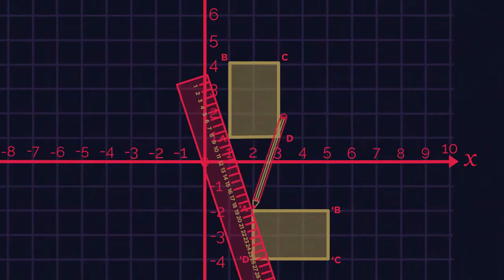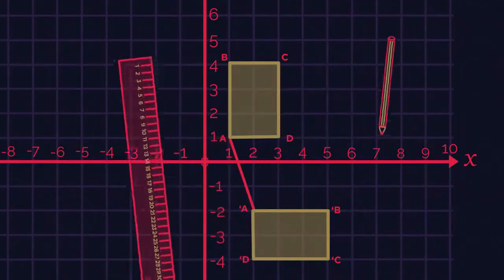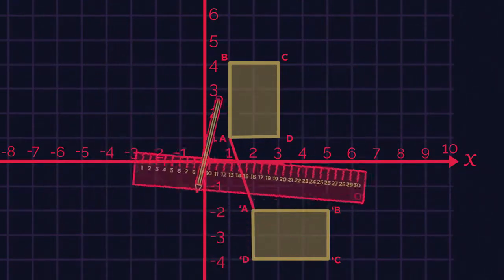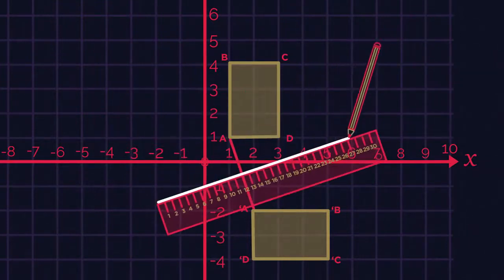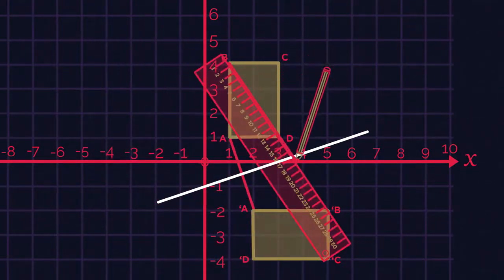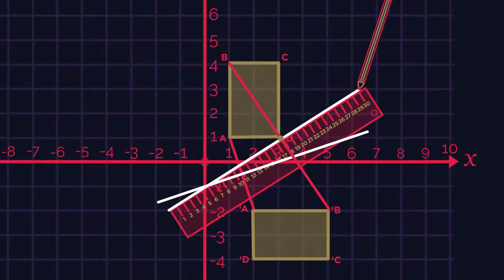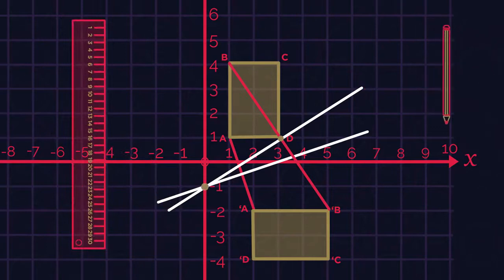Join the corresponding points A and A' with a straight line. Measure exactly halfway along the line and draw a dot. From this dot, draw a line that is 90 degrees to the line, so that the 2 lines form a cross. Now do the exact same thing but for the joining points B and B', where the 2 lines cross is the center of rotation. So at 0, -1. Simple.